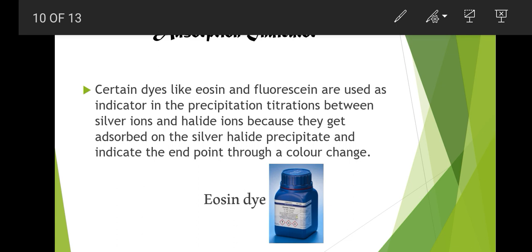And adsorption indicator. Certain dyes like eosin and fluorescein are used as indicators in the precipitation titrations between silver ions and halide ions because they get adsorbed on the silver halide precipitate and indicate the endpoint through a color change. The surface of certain precipitates such as silver halides has the property of adsorbing dyes like eosin and fluorescein, and they indicate the endpoint through a color change.